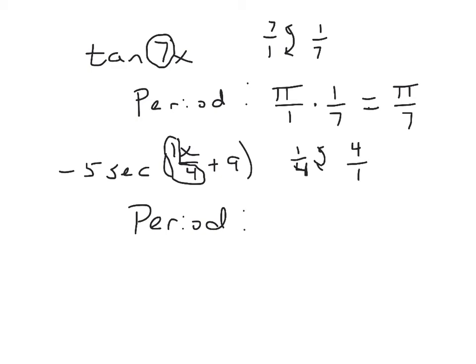So when I go to do the period of this, what you have to remember is what's the normal period for secant. The normal period for secant is 2 pi. So 2 pi over 1 times 4 over 1 tells me that the period of this function is 8 pi. Okay, is this starting to click a little bit for you? I hope so. Let's try a couple more examples, and I think you'll be ready for tonight's homework.